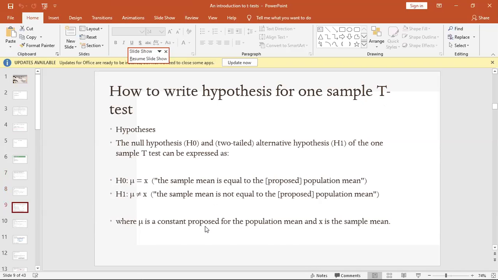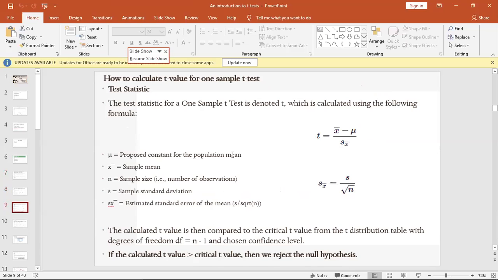This is the formula if you try to calculate by hand, right? The test statistic for one sample t-test is denoted T.